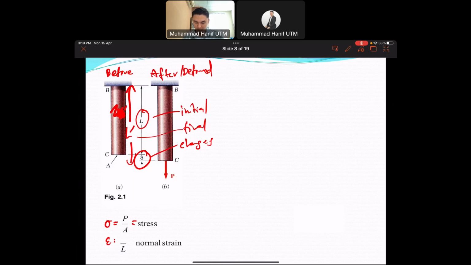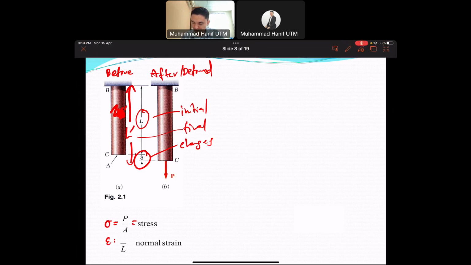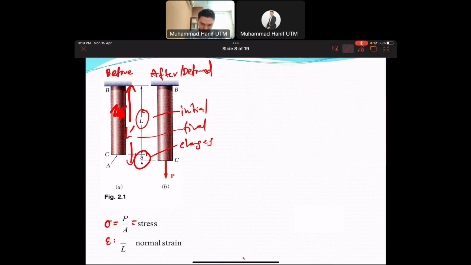Let me go again this way. So let me find the pen. So it should be the change over the initial length. The change here, we call it delta, equal to L prime minus L, of course. So if you have the delta value, just put the delta value in your calculation. And this is the first case.